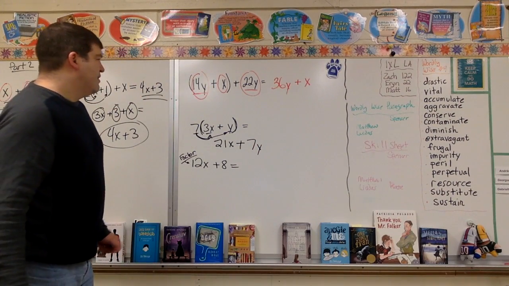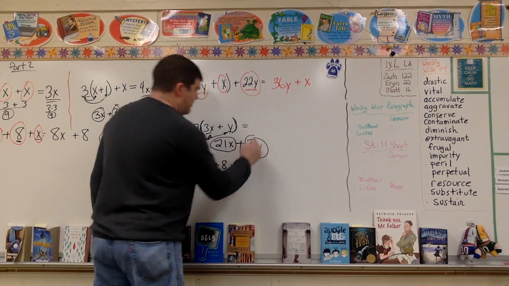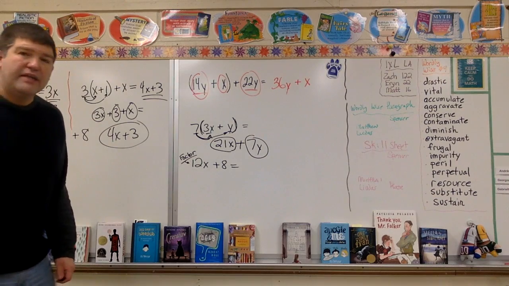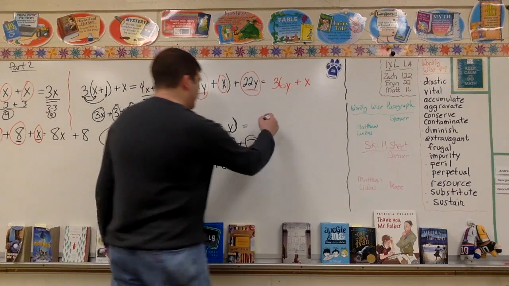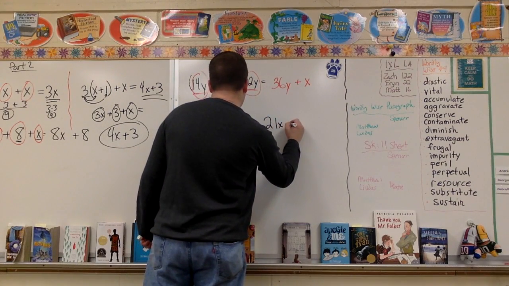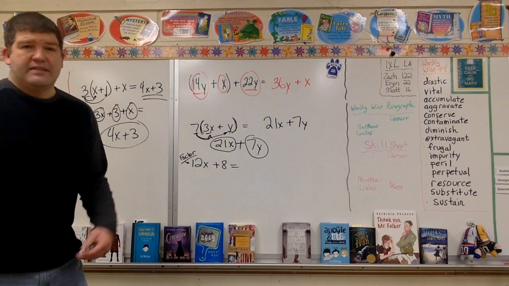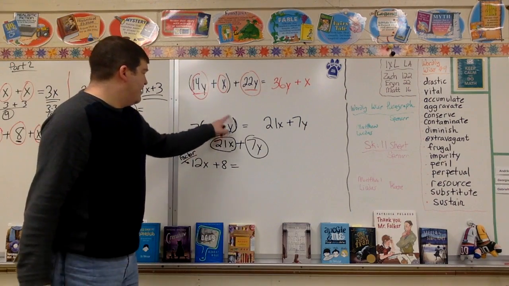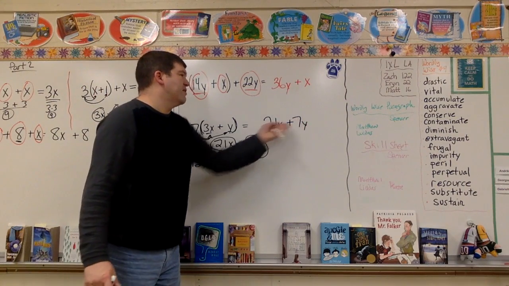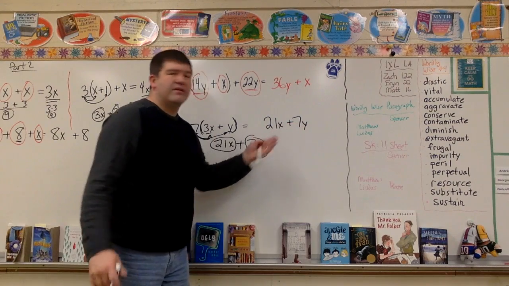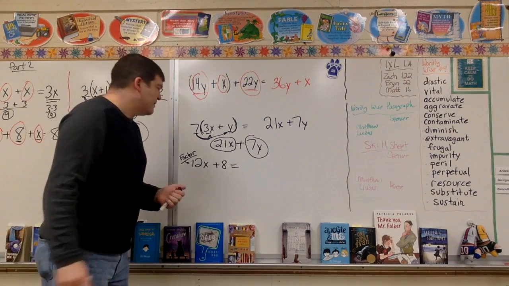Okay? So now I'm down to, this is a term, this is a term. I'm looking for like terms because when they're like terms, I can put them together. I have an x here and a y here. They are not like terms. So 21x plus 7y is as simple as I get. I take it from here, distribute it, and there. If this was an x, I could have put them together. If this was a y, I could have put them together. But they're different variables, so they're not like terms. Okay.